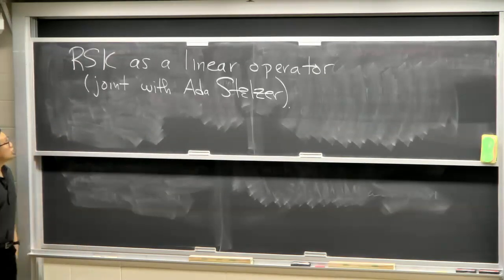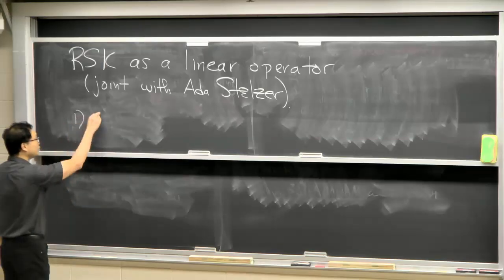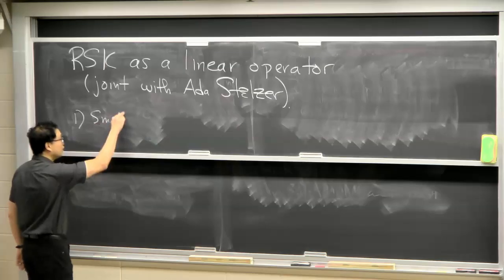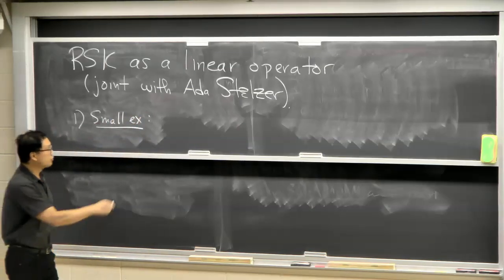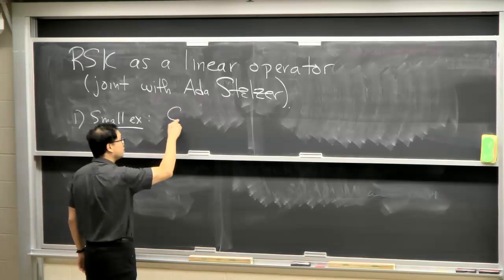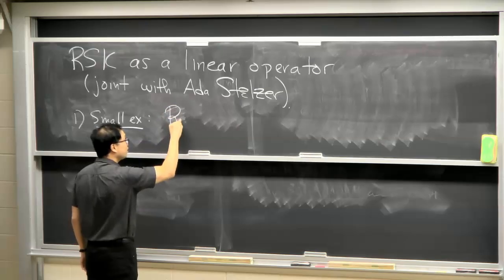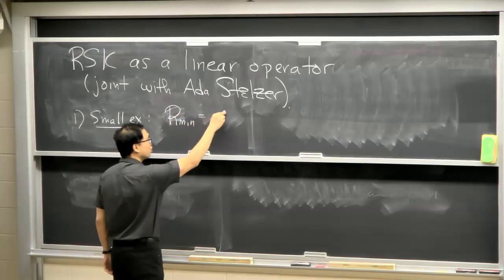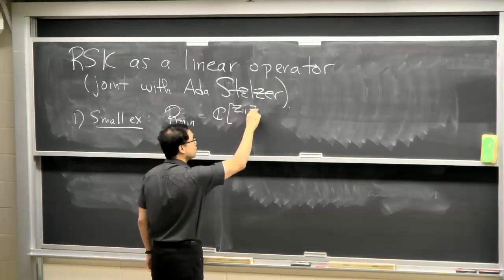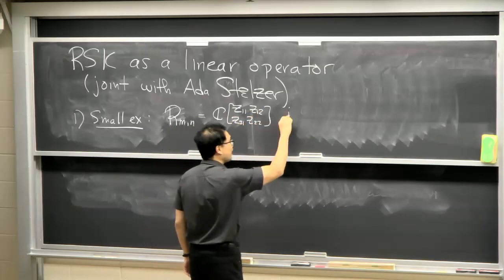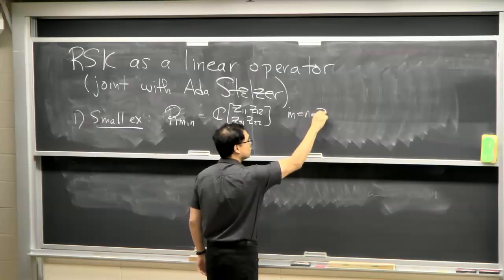Okay. So I'll be talking about the Schensted Knuth correspondence as a linear operator. And to explain, let me just give you a small example. I'm going to define a ring R_mn. It's just going to be the polynomial ring, in this case, in 4 variables. So this is m equals n equals 2.